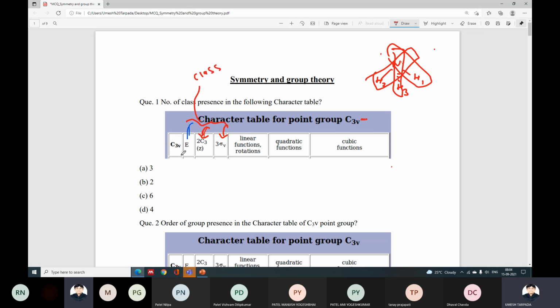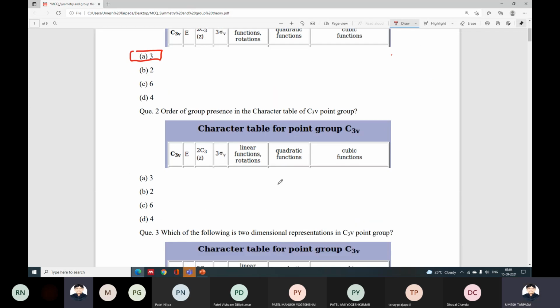Full character table is not given, otherwise the number of irreducible representations is equal to the number of classes. You can write down the classes. So it is 3. See, what is the order of the group? 6. You sum the coefficients of these classes: 1 + 2 + 3. So it's a 6.